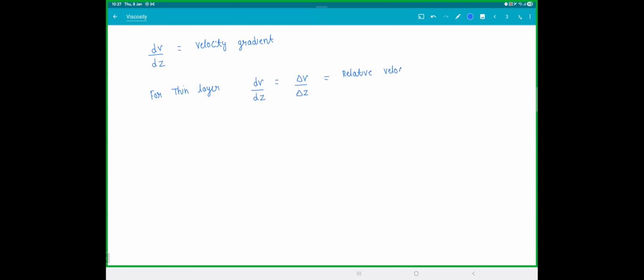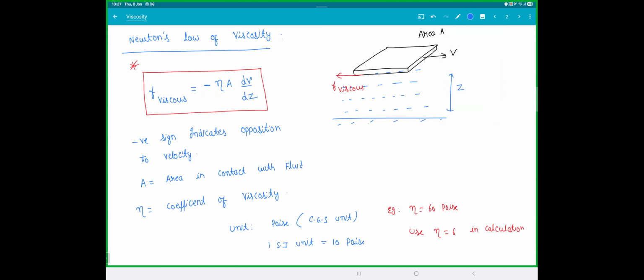So when the liquid is flowing, different layers have different speeds, divided by the distance between the layers. We will see more problems on this in the next class. So this would be something like V2 minus V1 by Z2 minus Z1. This is only valid for thin layers, so just be careful with this. Clear with this? So that's your Newton's law of viscosity.